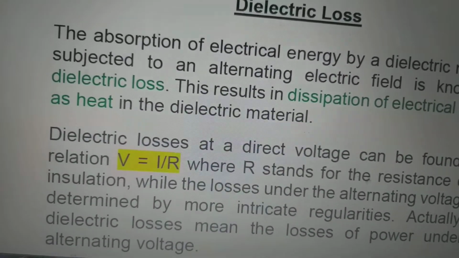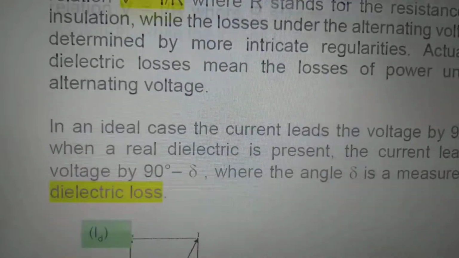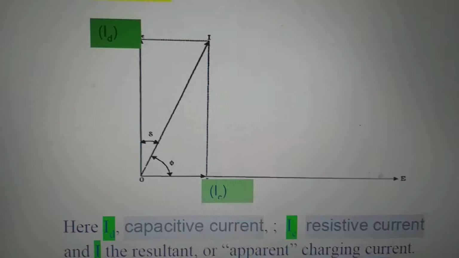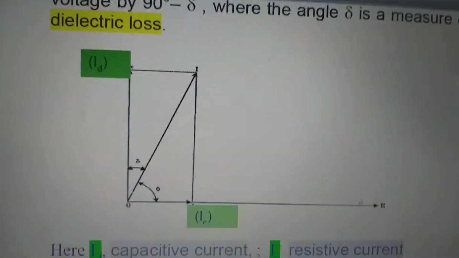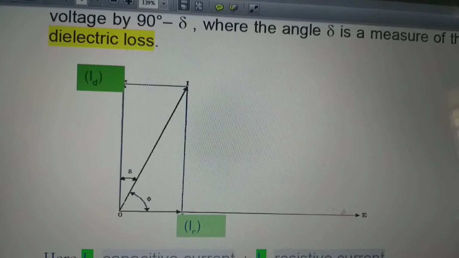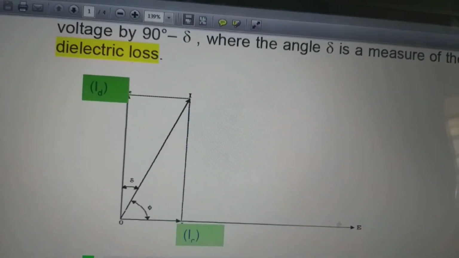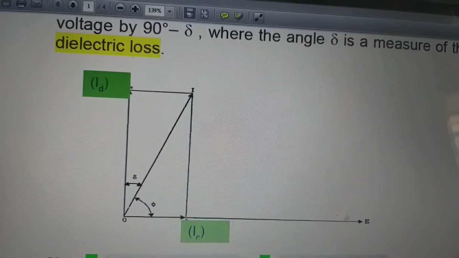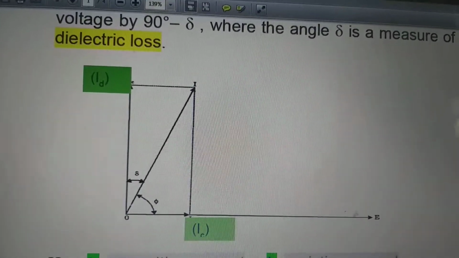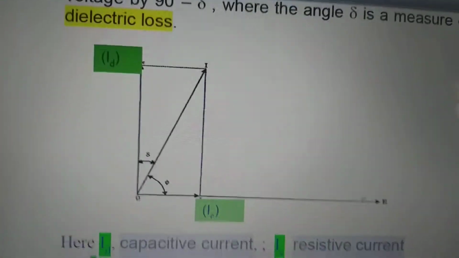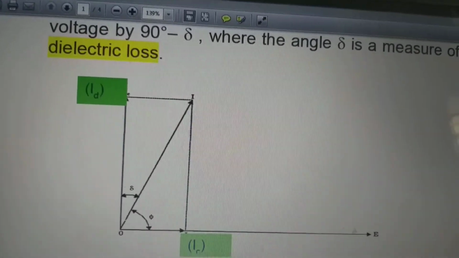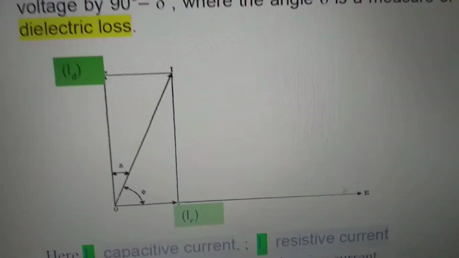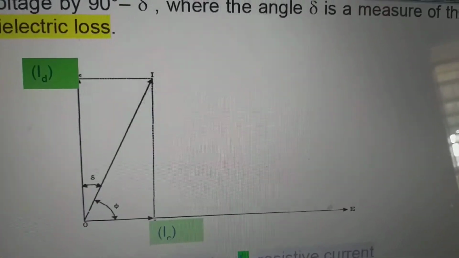But for AC, there is a phase difference. This we have already discussed. For a perfect dielectric, the dielectric will act as a capacitor. In a capacitor, the current leads the voltage, approximately by 90 degrees. But in practice, the dielectric will not have a 90-degree phase difference. So there is some loss. The delta angle occurs.